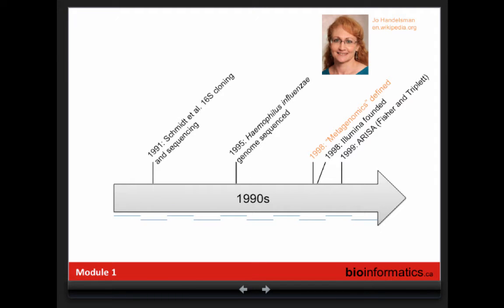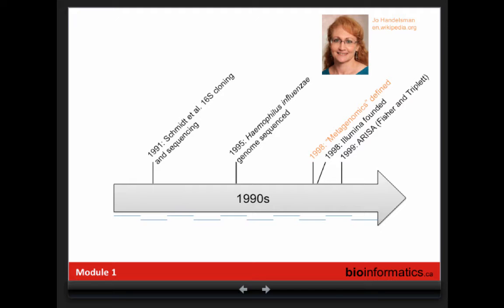So in the 90s, sequencing technology continued to improve. We have capillary sequencers now that can be run automatically. In the early 90s, PCR was used to clone 16S genes and then sequence them, and they gradually became the de facto marker genes for microbial community-based studies.